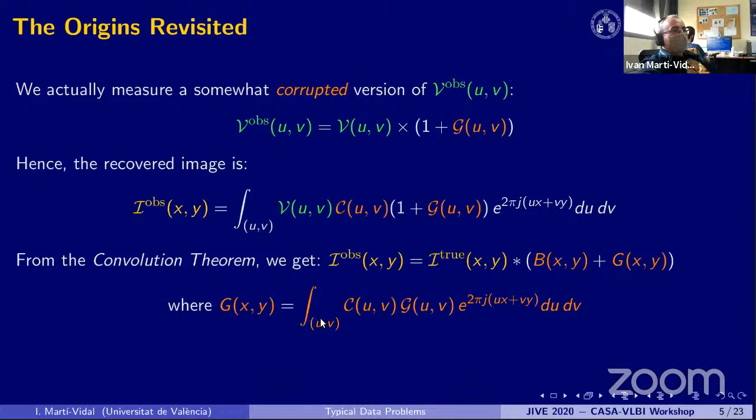So in the end, this gain beam is the Fourier transform of the coverage times the gain function. If the gain function were 0, of course, this would be 0, and the convolution would be with the dirty beam. So what I want to emphasize with all these maths is that the effect of a bad gain in an antenna or in a set of antennas is a convolution-like effect in the image plane. Something that is multiplied in the Fourier space, of course, becomes convolved in the image plane.